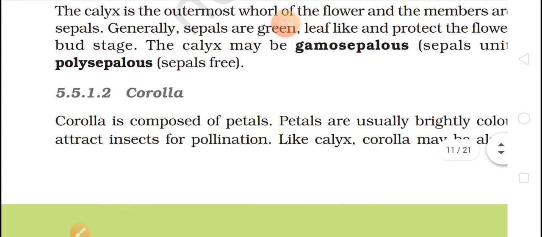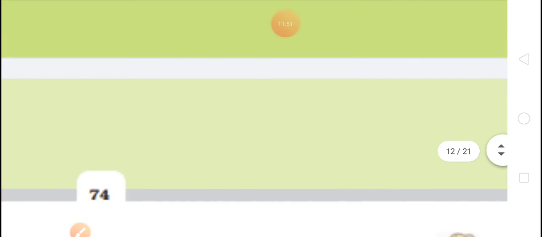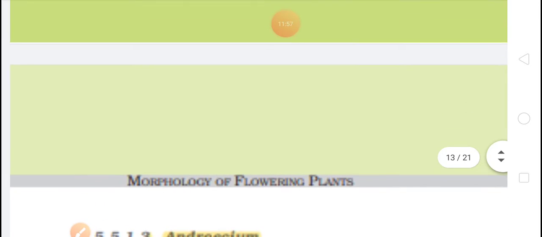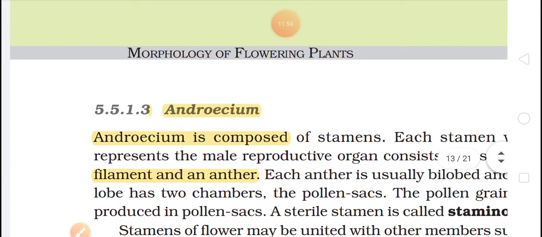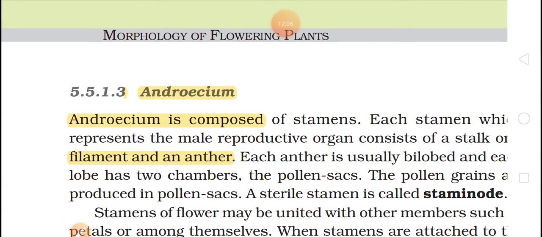Second, corolla. Corolla is also known as the petals, and petals have various colors. So the petals attract the pollinators. The pollinators are attracted by the petals or corolla, and this helps in pollination. Third, that is androecium. Androecium is known as stamen or the male reproductive part.